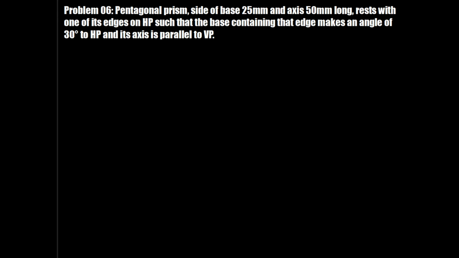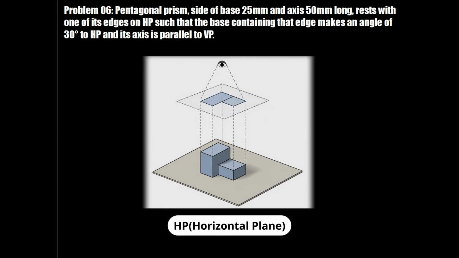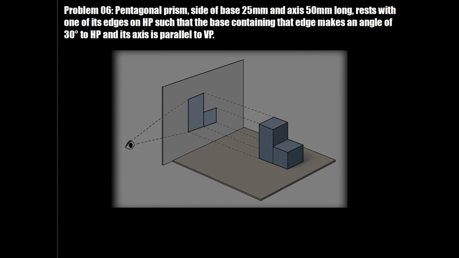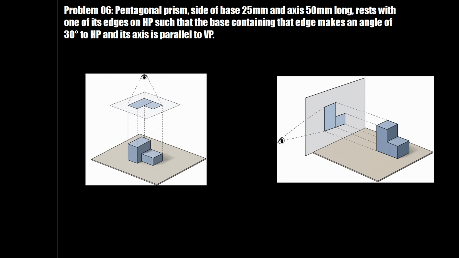Now let us understand HP and VP because these two planes control the entire drawing. HP means horizontal plane. Think of HP as the ground on which an object is placed. Whenever we look at the object from the top, we get the top view on HP. VP means vertical plane. Think of VP as a wall standing in front of the object. Whenever we look at the object from the front, we get the front view on VP. In engineering graphics, every object is observed using these two imaginary planes.